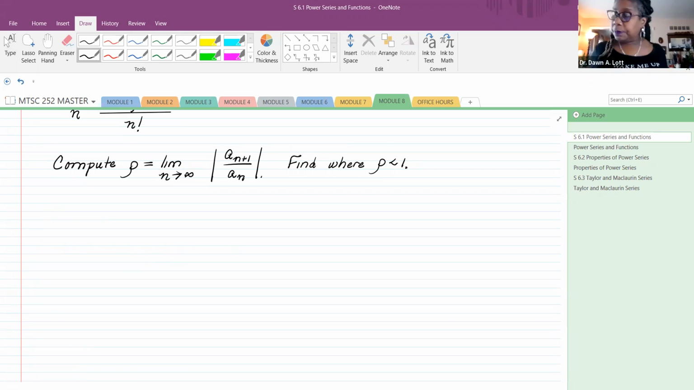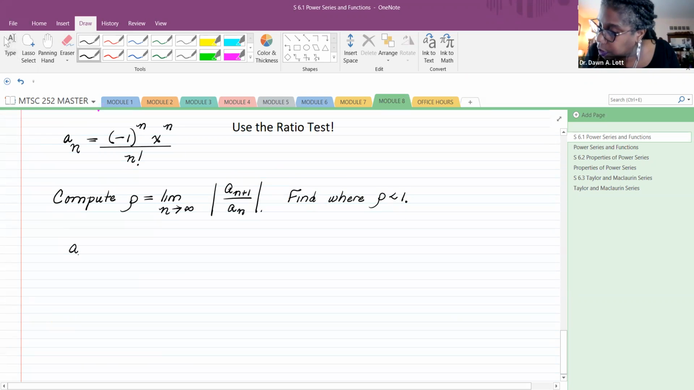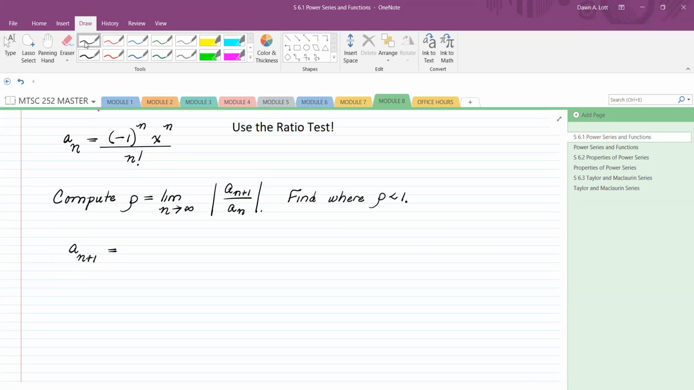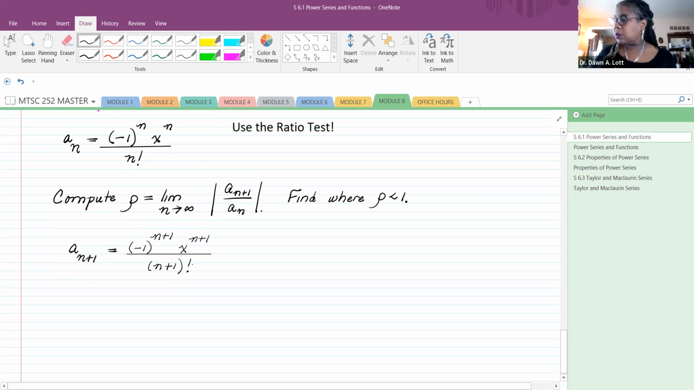Okay, so let's compute rho. So let's scroll back. What is a_(n+1)? Somebody help me, please. Is it (-1)^(n+1) x^(n+1) over (n+1) factorial? That's right. Okay, so that is our a_(n+1).